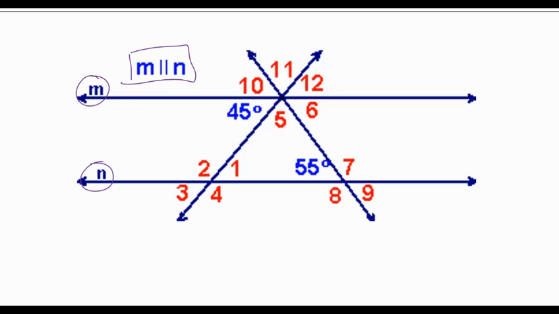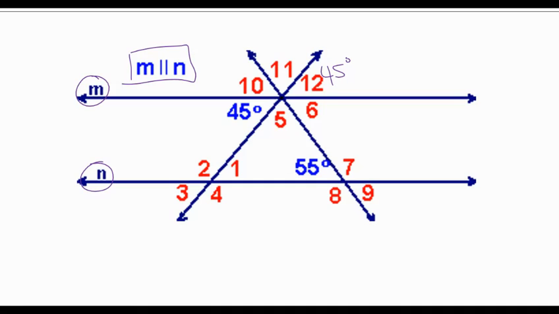So first thing I'm going to do is look at my 45-degree angle that I was given, the angle in between 10 and 5. I can see that that's 45 degrees. One thing I can do is find its vertical angle. I can look at my intersecting lines and see the 45 and the angle 12. They're vertical angles. They're across from each other, so they've got to be the same. So I know angle 12 is 45 degrees.